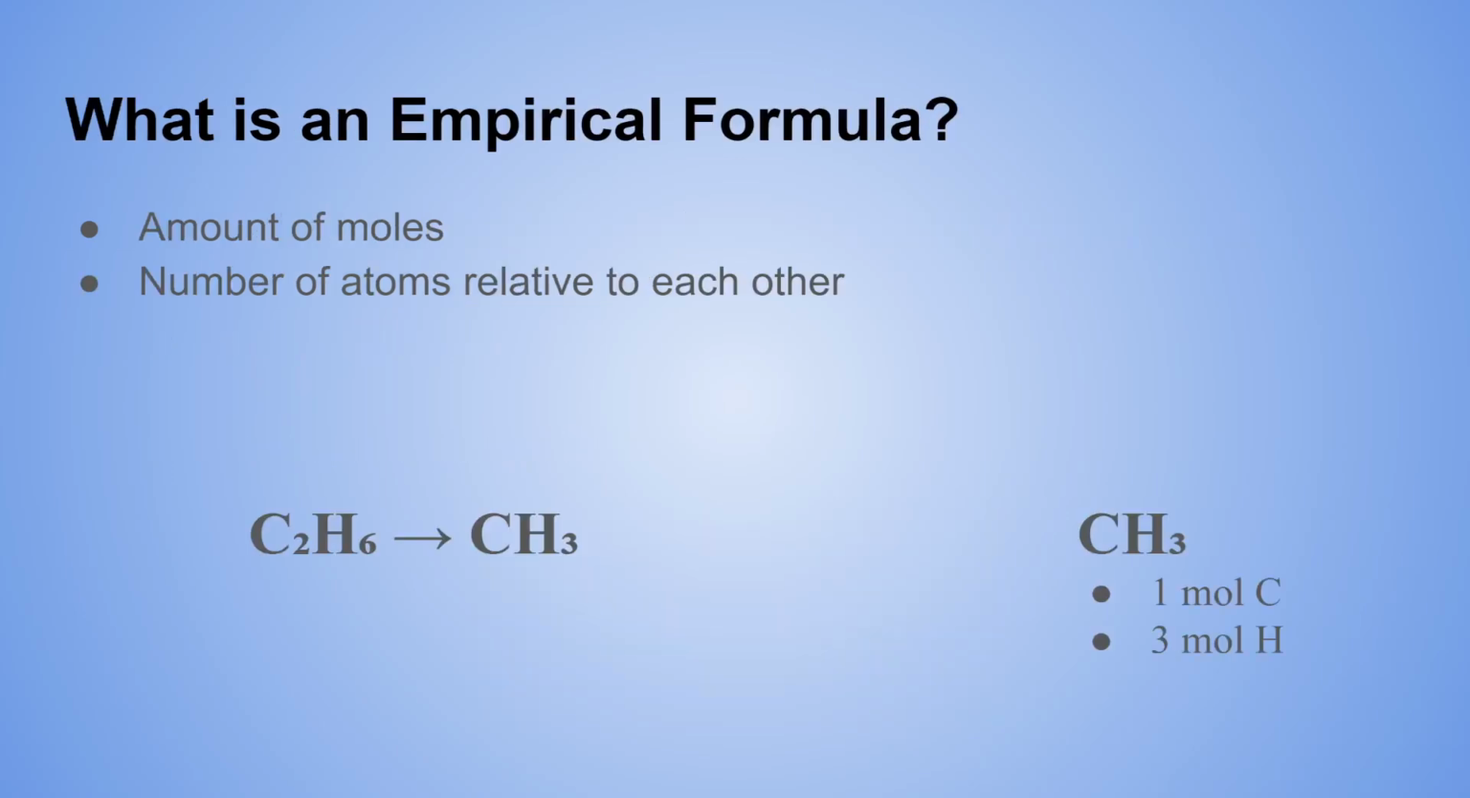Okay, so moving on now to what is an empirical formula. The empirical formula is simply an equation that shows the amount of moles in the simplest form within each compound. That's basically saying the number of atoms relative to each other. So if you have a formula like C2H6, you simplify it down to CH3. It's the same ratio of atoms within the compound, so it doesn't matter. There's a mole of carbon and 3 moles of hydrogen, and it's that same 1:3 ratio as it is in C2H6. So it's just simplifying that to get the number of atoms relative to each other.